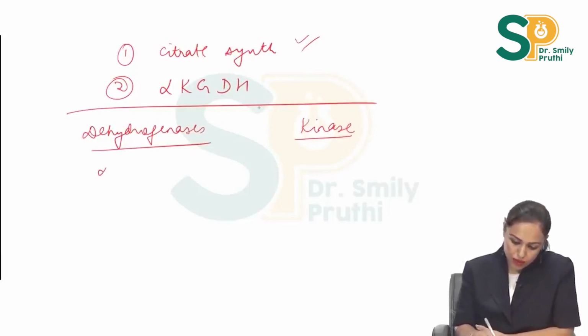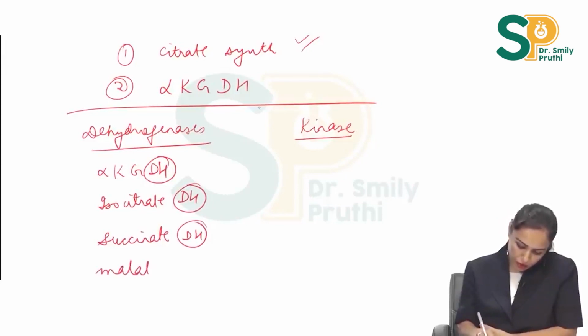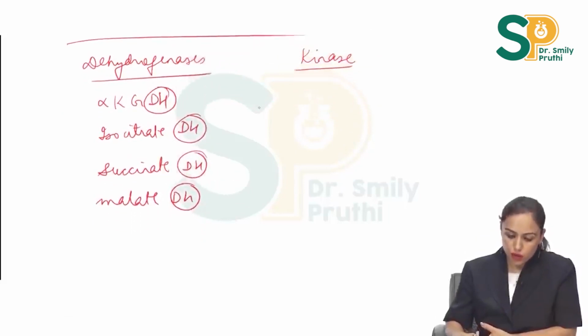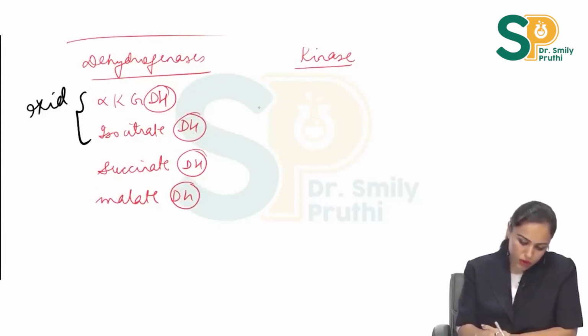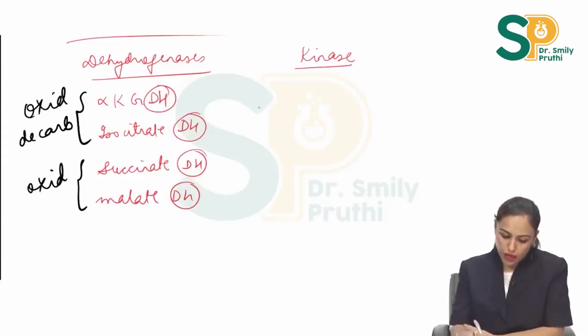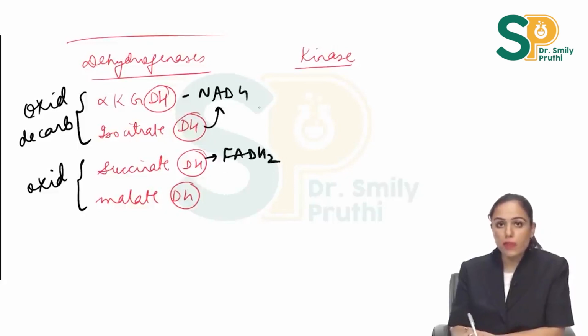Dehydrogenases are 4, that is alpha ketoglutarate dehydrogenase, then isocitrate dehydrogenase, then succinate dehydrogenase, and the last one is malate dehydrogenase. These 4 dehydrogenases are there. Out of these, the first 2 which I have written are doing oxidative decarboxylation, but the other 2 are only doing oxidation. And you know, in alpha ketoglutarate dehydrogenase and isocitrate dehydrogenase, NADH is formed. Succinate dehydrogenase will form FADH2, and malate dehydrogenase is also forming NADH, right?